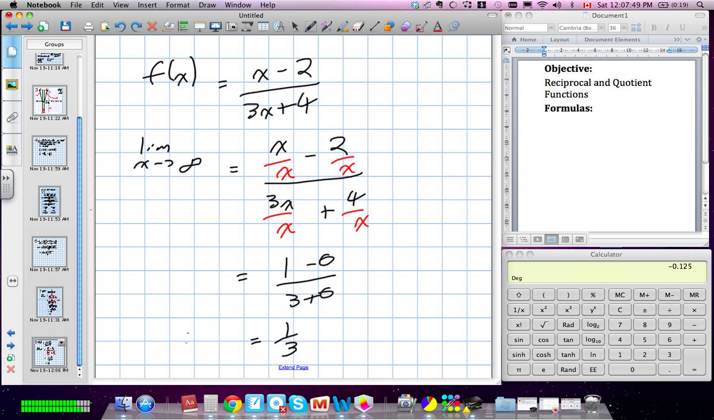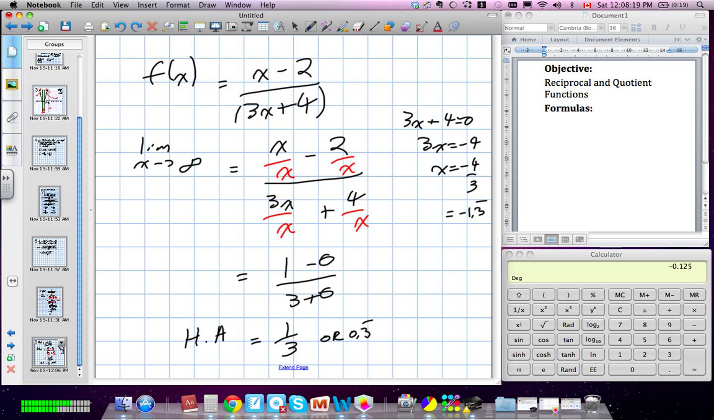And your vertical asymptote, you just have to set the bottom of the equation equal to 0. So you got 3x plus 4 equals 0, gives you 3x equals negative 4, x equals negative 4/3, or negative 1.3 repeating. And this one is 0.3 repeating. Okay. So we have our horizontal and vertical asymptotes, which are good. Let's quickly put them on the graph.